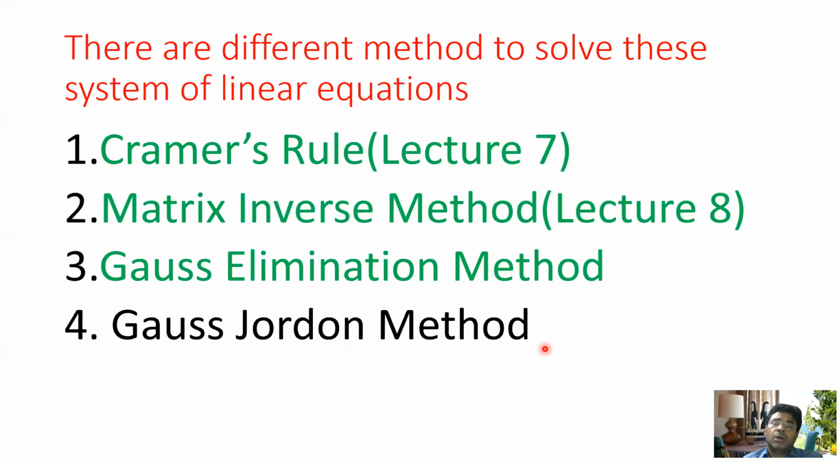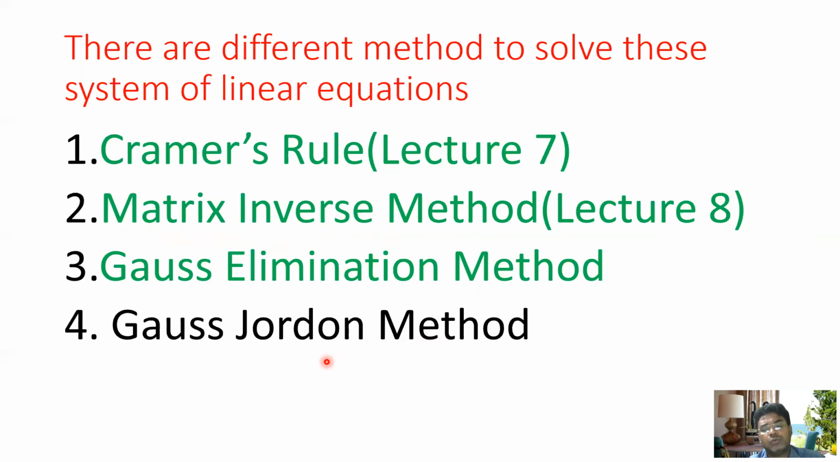Cramer's rule is based on the determinant concept. Matrix inverse method, Gauss elimination method, and Gauss-Jordan method are all based on matrix concept. But the matrix inverse and Gauss-Jordan methods are close to each other, because in the matrix inverse method we are finding A inverse by the general formula, that is adjoint by determinant of A. But in Gauss-Jordan, again we want to calculate A inverse by using different techniques. So this is the basic difference between matrix inverse method and Gauss-Jordan method.